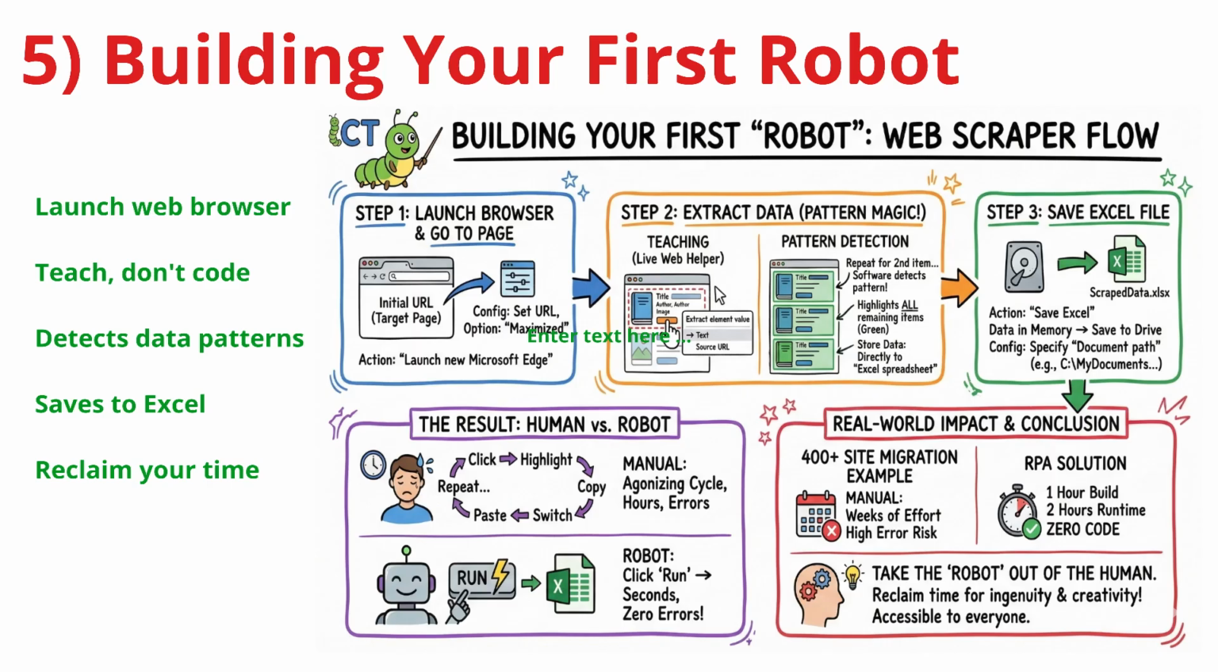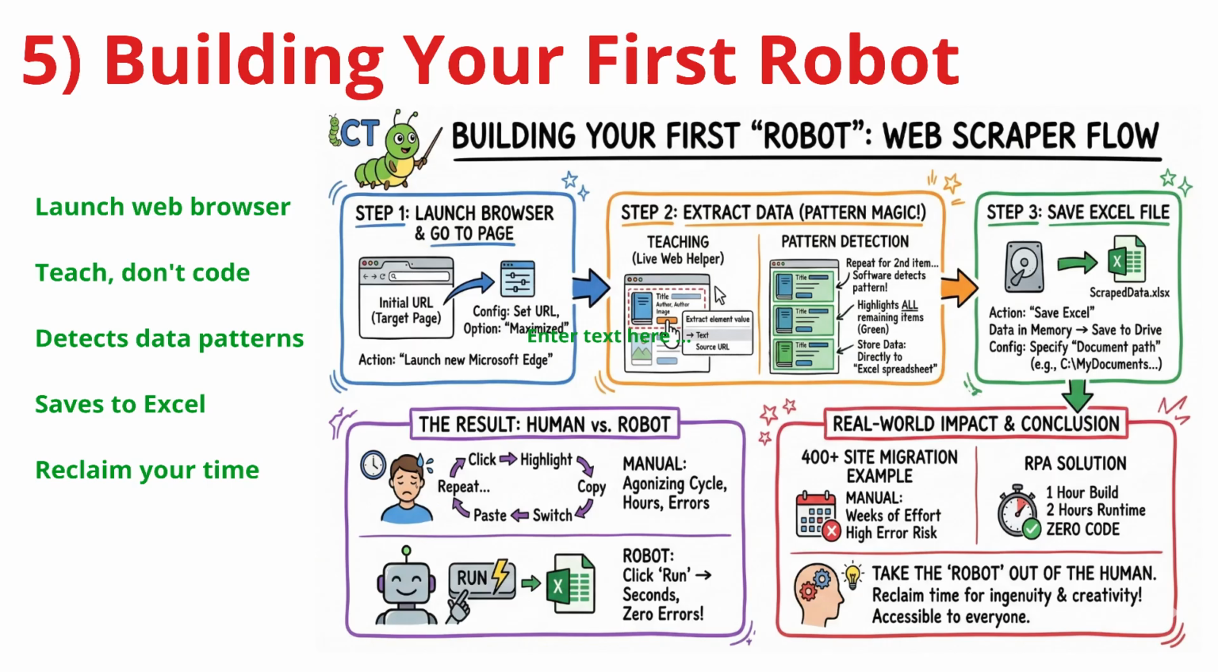We don't write code. Instead, we teach the robot using the live web helper. We hover over the first book's title, author, and image link and right-click to extract their values. By repeating this for just a second item, the software intelligently detects the pattern and automatically highlights all remaining items on the page. We then tell it to store this data directly into an Excel spreadsheet.